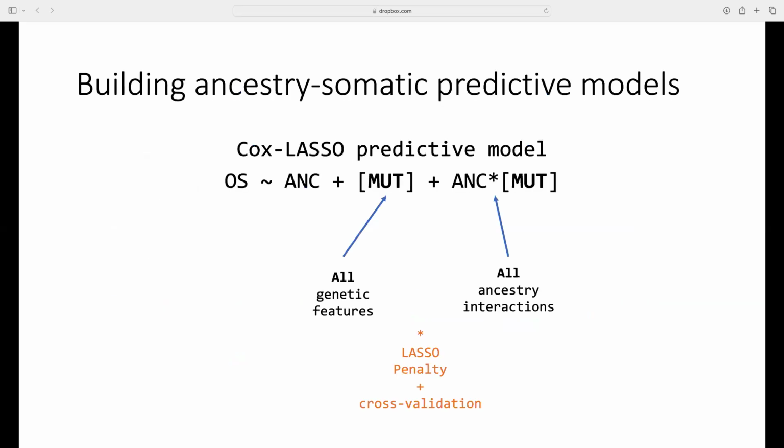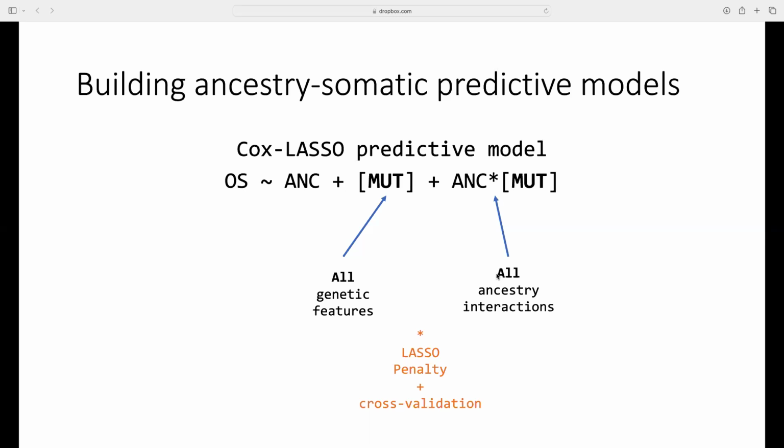And so the way that we did that is now essentially expanding that interaction model that I described first to contain all relatively common somatic drivers in this population. So we have now a big matrix of mutation status. All of the drivers that are present here are encoded. And then we have a big interaction matrix. We're looking for all interactions between genetic ancestry and mutation status.